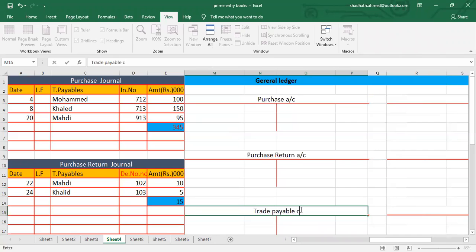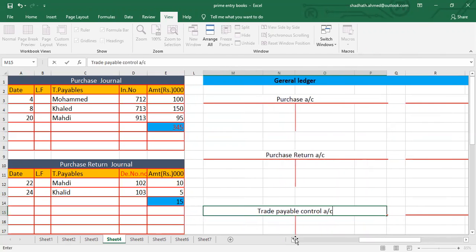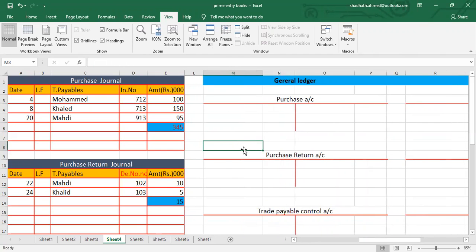Trade payables control account. What is control account? Control account means we are going to record the totals. All the totals will be recorded in control account. So we say trade payables control account, purchase account, purchase return account. Right. Now let's come to the answer.